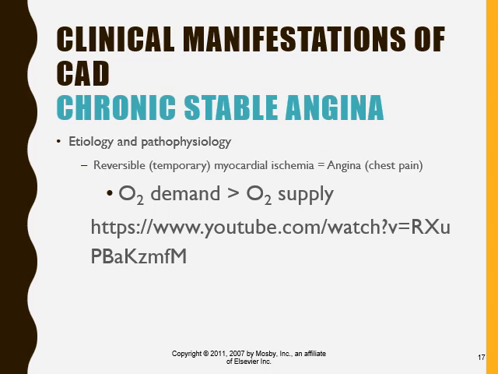We're going to talk about chronic stable angina. This is different from acute coronary syndrome. Chronic stable angina is reversible. So it's basically not enough blood getting to the heart for a short amount of time, and the O2 demand is greater than the O2 supply. There's a YouTube video here that you can watch on this, and there's plenty of those out there. Just make sure they're from a reputable source.